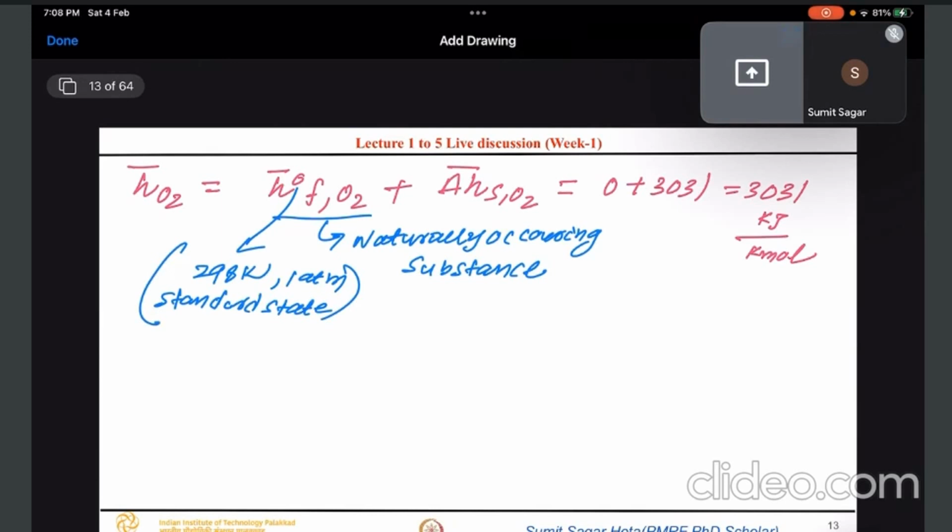Now, what will we do? We have everything. We have both enthalpies. Now we can calculate the enthalpy of the mixture.